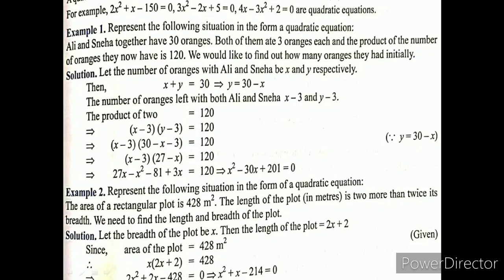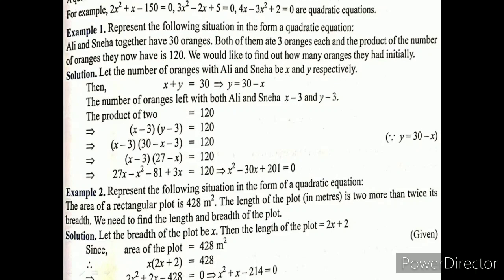So here we will multiply x into 2x plus 2, and after calculation we will get x square plus x minus 214 equal to 0 as the required quadratic equation. So students, here we have to be very careful about the assumption as well as the small calculations.